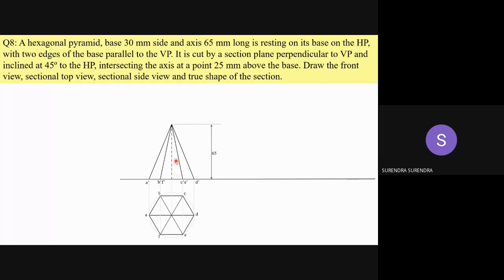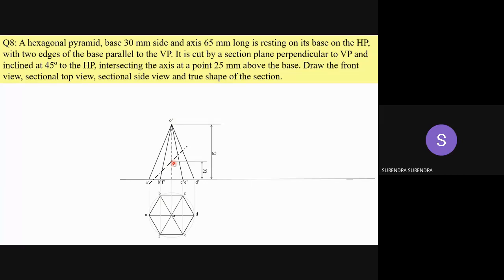So first identify the point at a distance of 25 mm from the base. After marking the apex, mark a point at a height of 25 mm from the base. Passing through this point, draw the section plane. See, can any of you identify the difference between the previous problem and this problem? What is the difference? Inclined line, sir. Yes.